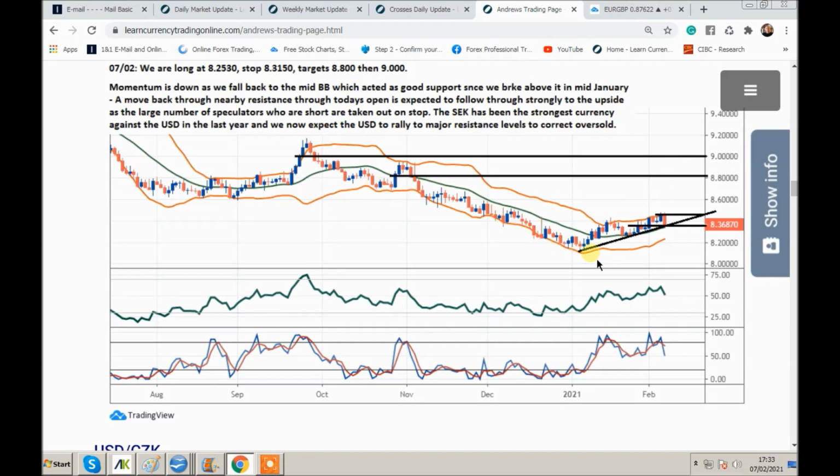This big downtrend, everyone was saying at the time, Sweden didn't lock down, so its economic activity wasn't impacted. But of course, the virus is running a bit out of control in Sweden now. USD very, very oversold. I made a note here. The SEK has been the strongest currency against the USD in the last year. That means there's plenty of upside in the USD. Speculators heavily short as well. Get above there, hopefully they get run on stop and we get to our target.